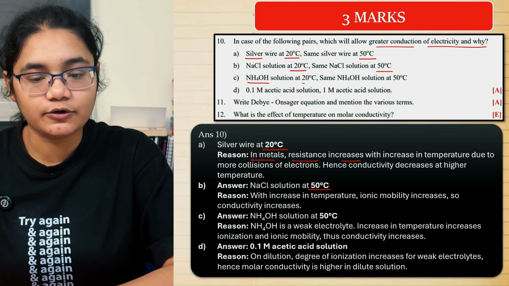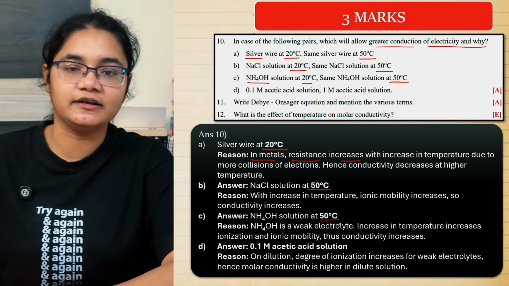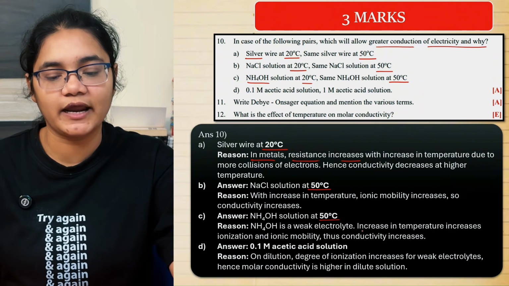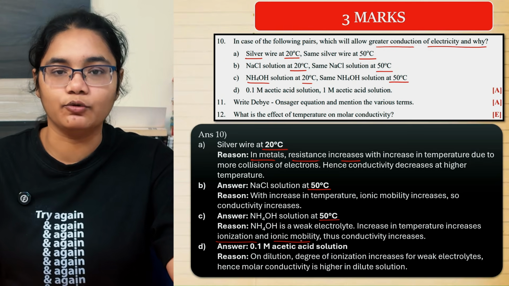Next, NH4OH at 20 degrees Celsius and NH4OH at 50 degrees Celsius. Again, NH4OH at 50 degrees Celsius because this is a weak electrolyte, and increasing the temperature increases not only its ionization but also the mobility.